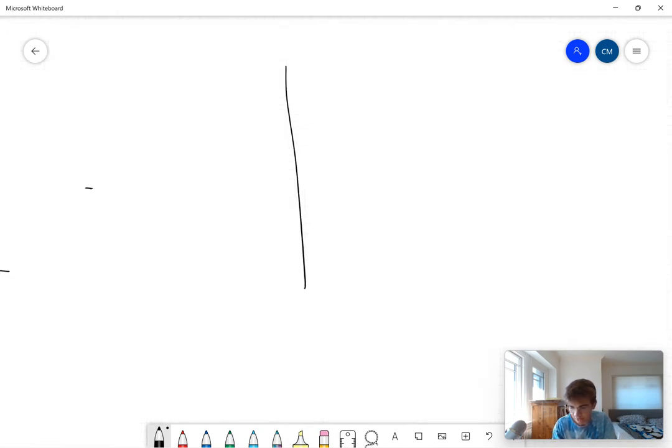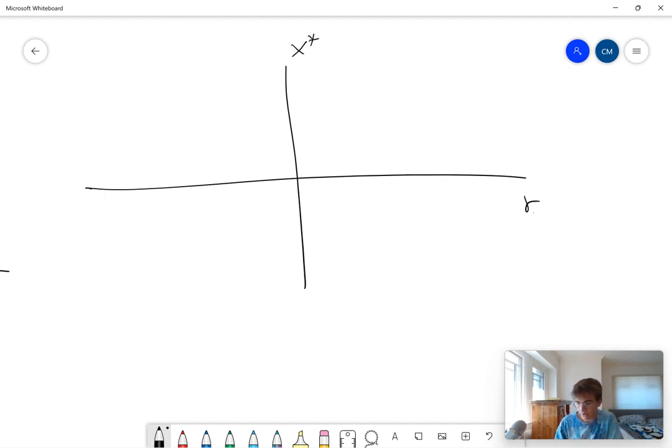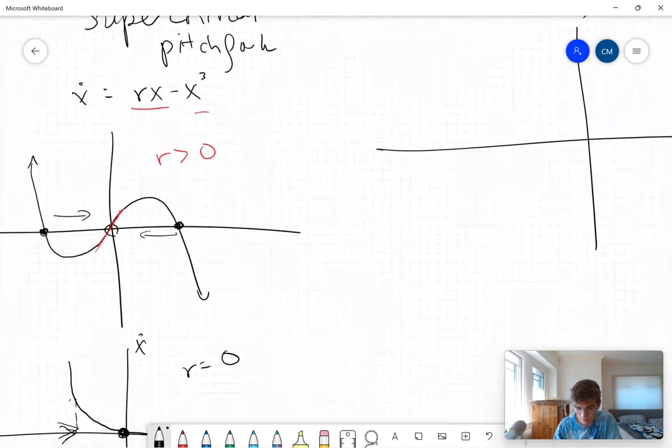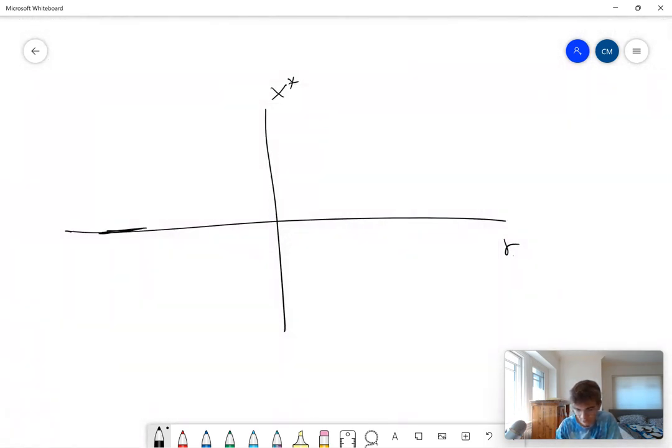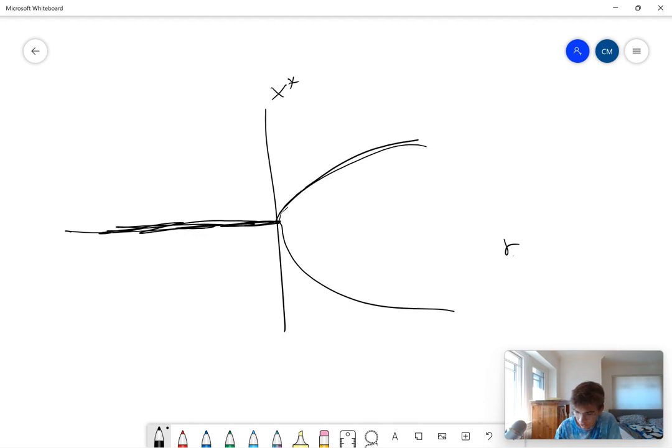Plotting the bifurcation diagram, we have that for r less than 0, we have a single fixed point and it is stable at the origin. And then for r greater than 0, that fixed point splits off into 3, so we get the stable branches on the outside, and then the origin becomes unstable. Okay, so this is what our diagram looks like.